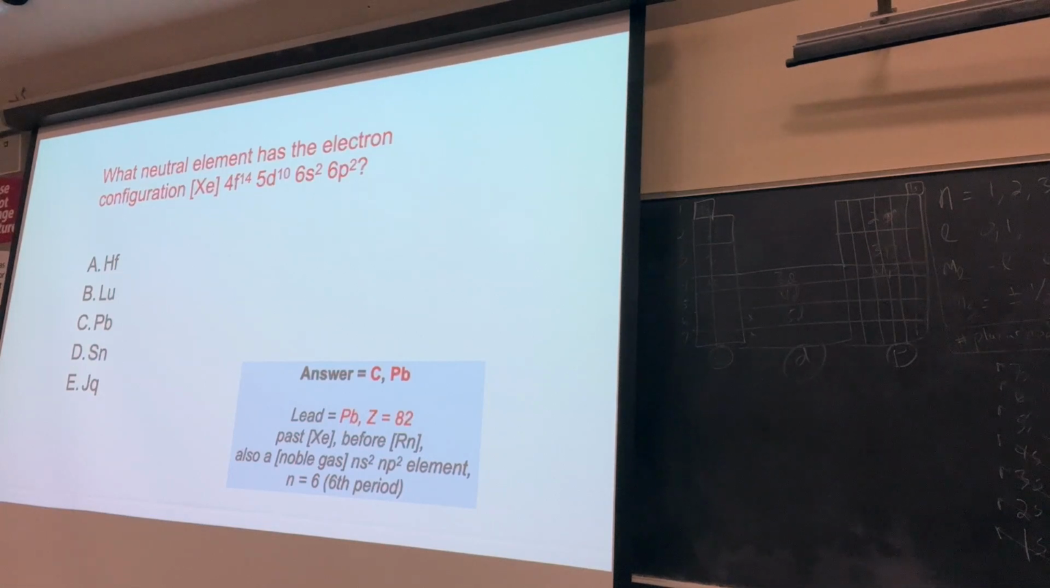Another way you could absolutely do this problem: xenon's number 54. So 54 plus 14 plus 10 plus 2 plus 2 should also equal 82, which is another way to find out that it's lead. Hopefully you're seeing there's more than one way to do this, and any way you do it is fine. Be careful of the order. That'll be helpful to you sometimes and also frustrating while you're learning it, but they're listed both ways. Any questions?